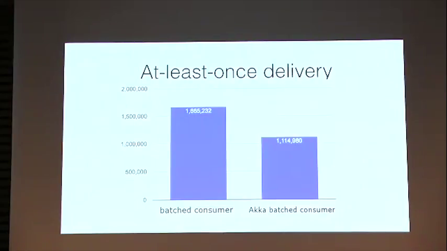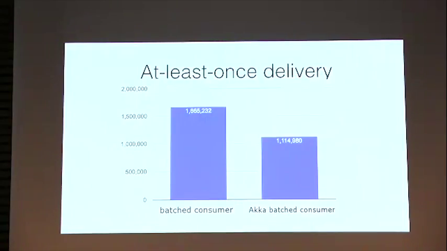There may be duplications which we have to deal with in a different way, but at least once delivery is often enough. If you need stronger delivery guarantees, there are ways to do this with our library too. And if we implement this with the plain Java API, we would have results like on the left, like 1,600,000 messages per second. And the Akka batched consumer in the last version is pretty close to the plain version.